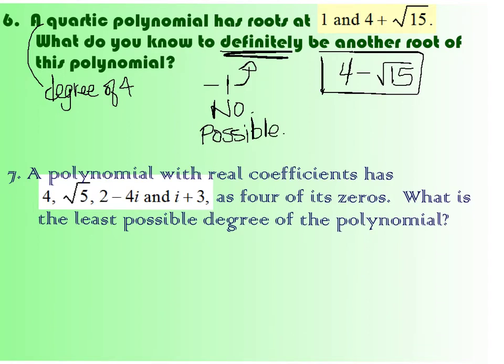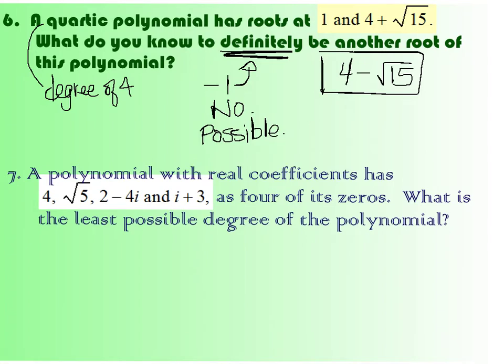Alright, number 7 says, a polynomial with real coefficients has 4, square root of 5, 2 minus 4i, and i plus 3, as 4 of its zeros. All right, so we have 4 zeros already, and they're all listed right here. What is the least possible degree of the polynomial? So saying, what's the least amount of zeros this could have?